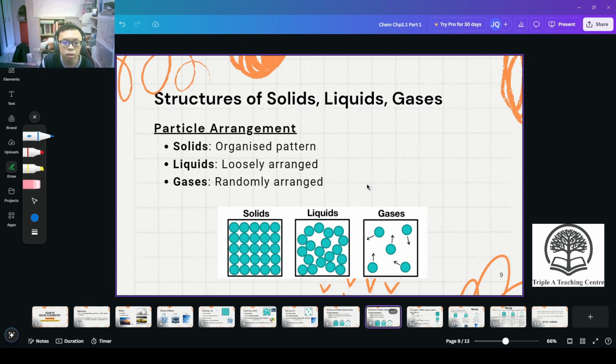So in terms of particle arrangement, in solids the particles are arranged in an organized pattern, we say. Because there are no spaces, they arrange nicely like this. In liquids, the particles are loosely arranged because they have some spaces. In gases, the particles are randomly arranged because they have so much space, they can arrange however they like. So it's randomly arranged, no specific pattern, right?